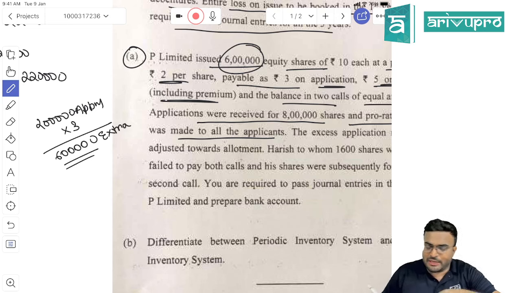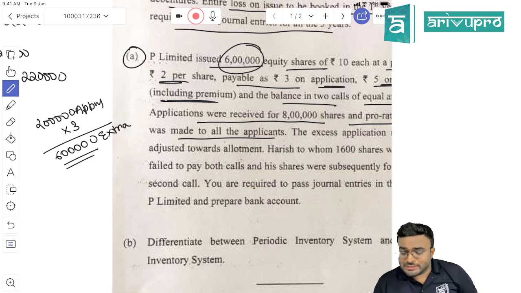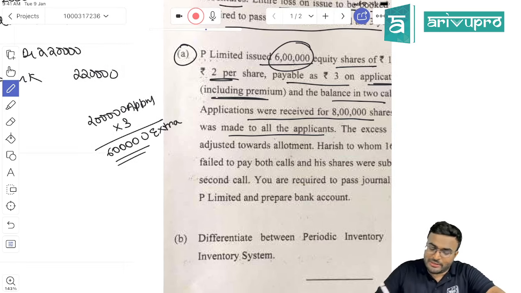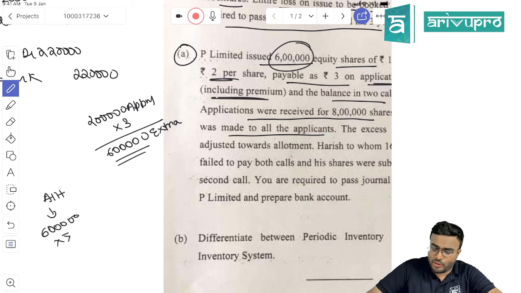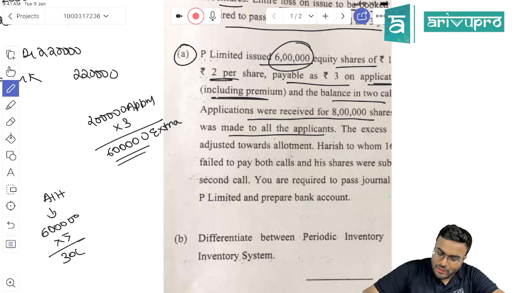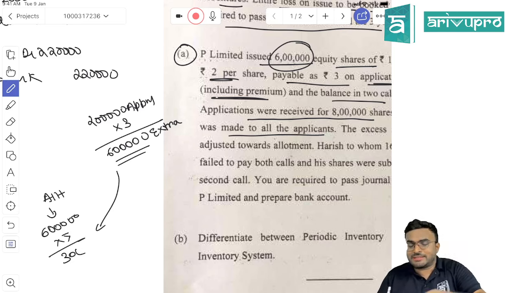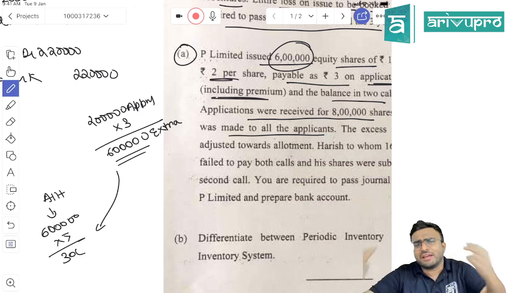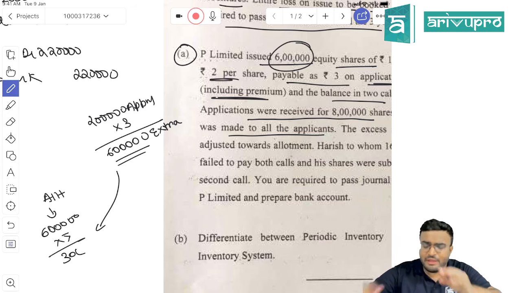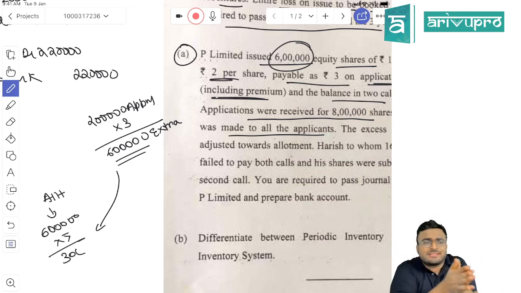Extra 6 lakh rupees you have. What will you do with the 6 lakh rupees? You will adjust it with allotment. For allotment, how much do you actually require? 6 lakh shares into 5. You require 30 lakh. You have this extra, and it will be adjusted with allotment. So what do we understand? During pro rata allotment, whatever extra we have received, we have the ability to adjust it with allotment.